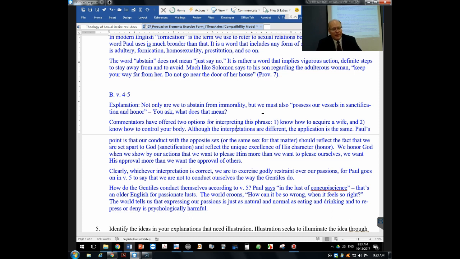What is that? Well, that's just an old English way of talking about doing what feels good. Right? The world croons, how can it be so wrong when it feels so right? That's how the world conducts itself. It tells us that expressing our passions is just as natural and normal as eating and drinking. And to deny or repress them is psychologically harmful. But God's Word says you'll have passions, but don't conduct your life by them.